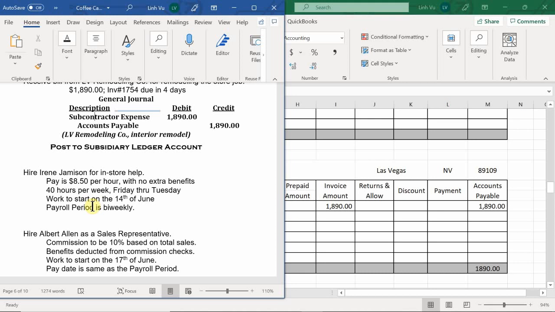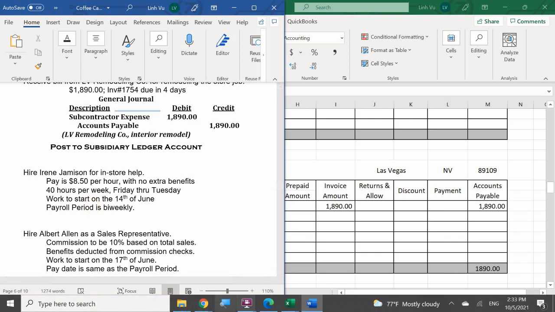Yes. This is what I'm going to pay her. I'm going to pay her $8.50 to work full time, 40 hours a week, Friday to Tuesday. No extra benefits, and she starts work on the 14th of June. The payroll period is bi-weekly. So in this case, tell me, what do I need to do with this transaction?